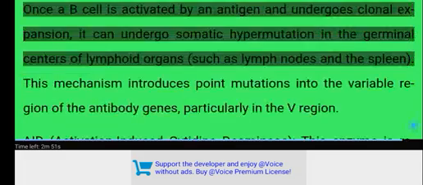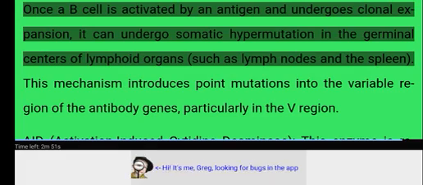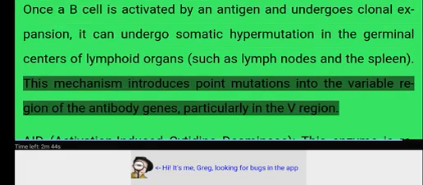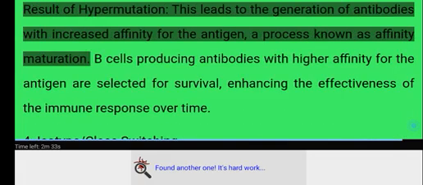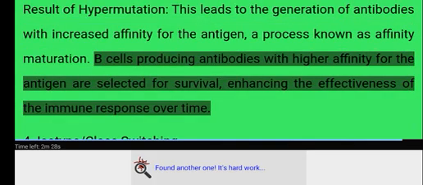3. Somatic hypermutation. Once a B cell is activated by an antigen and undergoes clonal expansion, it can undergo somatic hypermutation in the germinal centers of lymphoid organs, such as lymph nodes and the spleen. This mechanism introduces point mutations into the variable region of the antibody genes. Activation-induced cytidine deaminase, or AID. This enzyme is responsible for inducing mutations by deaminating cytosine residues in the DNA, leading to mutations that are repaired by error-prone repair mechanisms. Result of hypermutation. This leads to the generation of antibodies with increased affinity for the antigen, a process known as affinity maturation. B cells producing antibodies with higher affinity for the antigen are selected for survival, enhancing the effectiveness of the immune response over time.